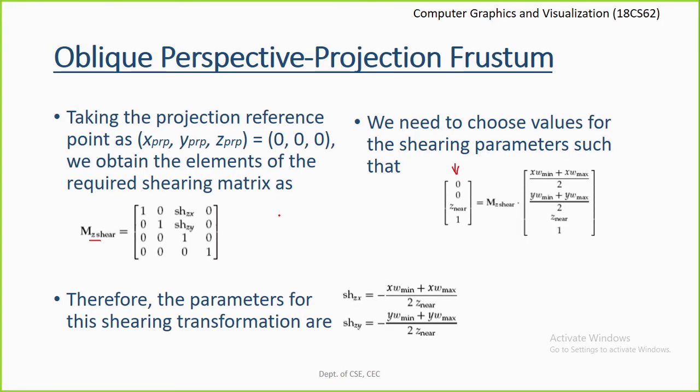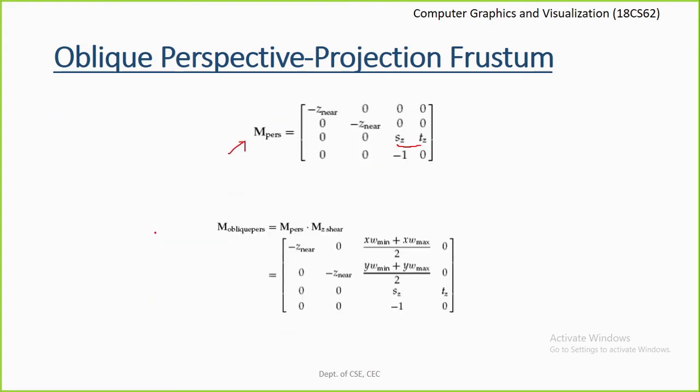which will be multiplied with this particular matrix that we discussed earlier in order to perform the transformation for an oblique perspective projection frustum. Okay, so the transformation for the oblique perspective projection frustum is given as the product of the perspective matrix, which is given by this, into the matrix representing the z shear. If you multiply these two things, this will be the concatenated or the composite matrix that we get.